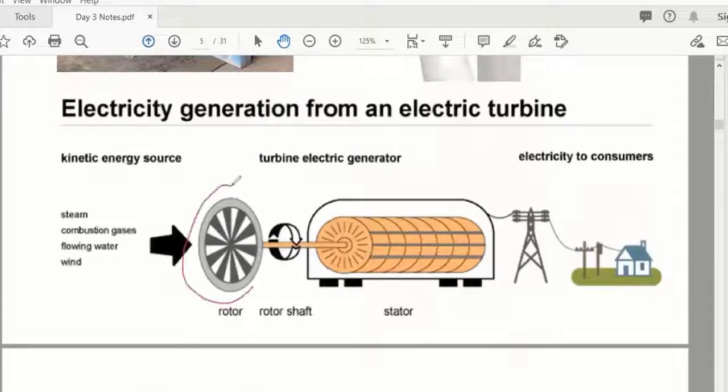Here again, they describe it in a simpler way. This is the turbine. Here steam is coming, water is coming, wind is coming, and it rotates. It is fitted with the generator. This is a generator, and electricity is produced, which goes to the grid station and then to your houses.